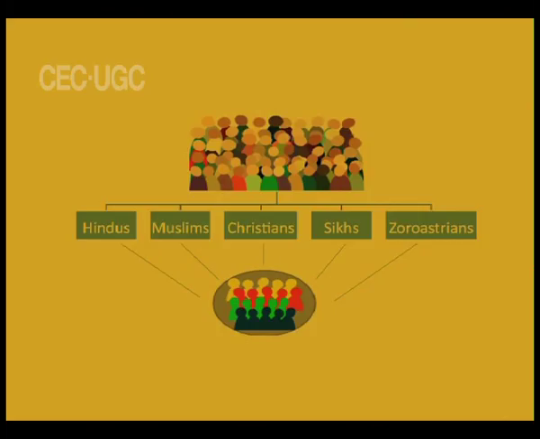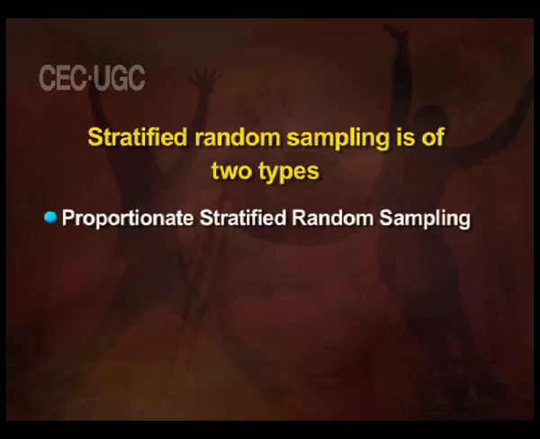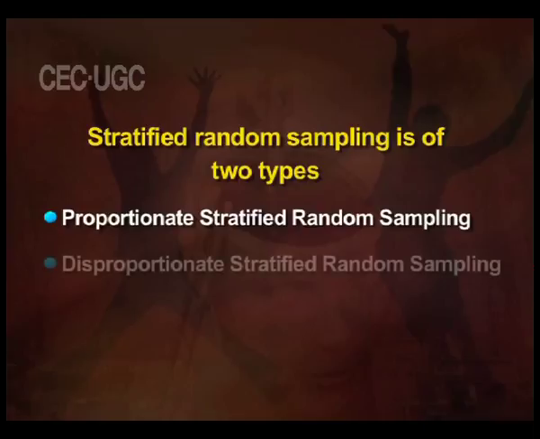Here, the population is divided into two or more strata which are considered to be homogeneous groups internally. Suppose we wanted to represent different religious communities, we would first divide the given population into the different religious communities existing in that population. A simple random sample for the desired number is then taken from each population stratum. Stratified random sampling is of two types, and they are proportionate stratified random sampling and disproportionate stratified random sampling.